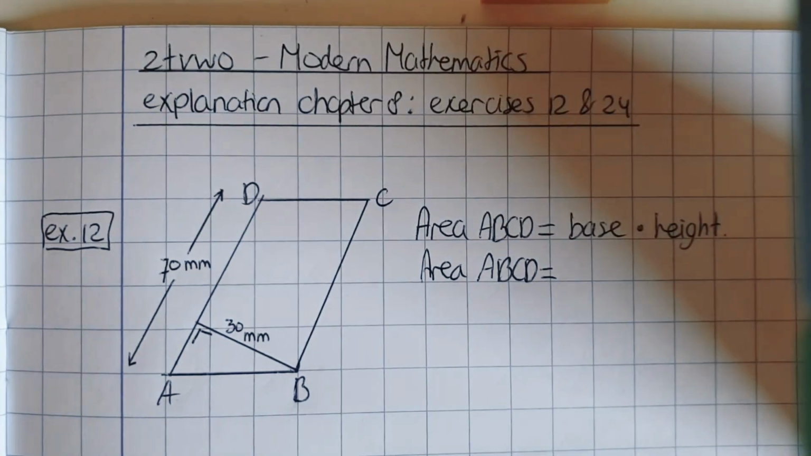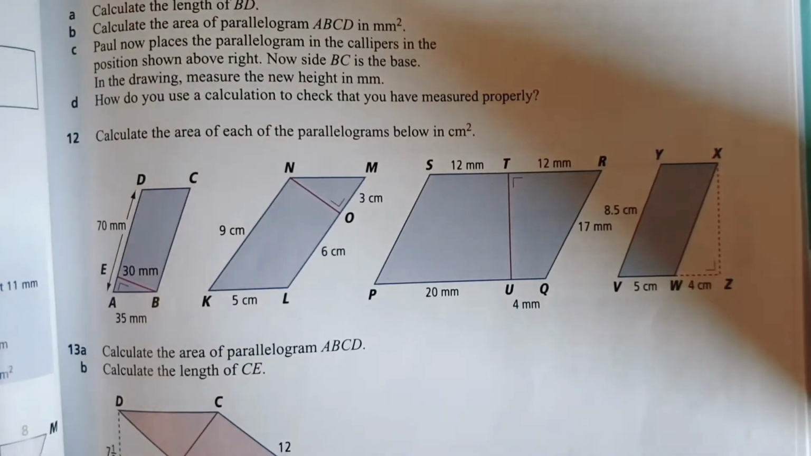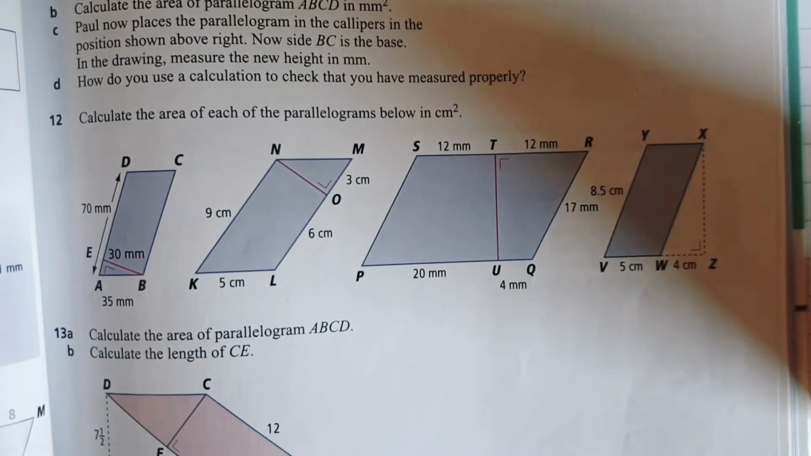This is an explanation video for 2 TVWO. It's about chapter 8 and I'm going to discuss exercises 12 and 24. First, exercise 12. So this is exercise 12. It says, calculate the area of each of the parallelograms below in squared centimeters.